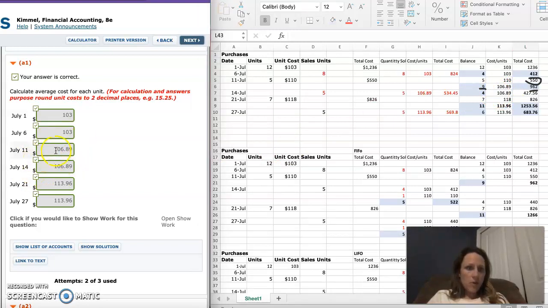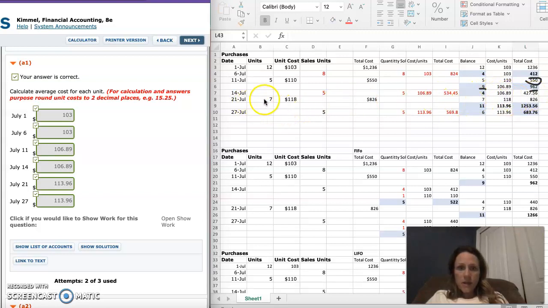We do not buy any more units for a new unit price, so we get 106.89 for July 14th. But we do sell 5 units on July 14th right here, and those units are at the new unit cost, the average price, and that's where we get that. And that leaves us with 4 units left over at that price.